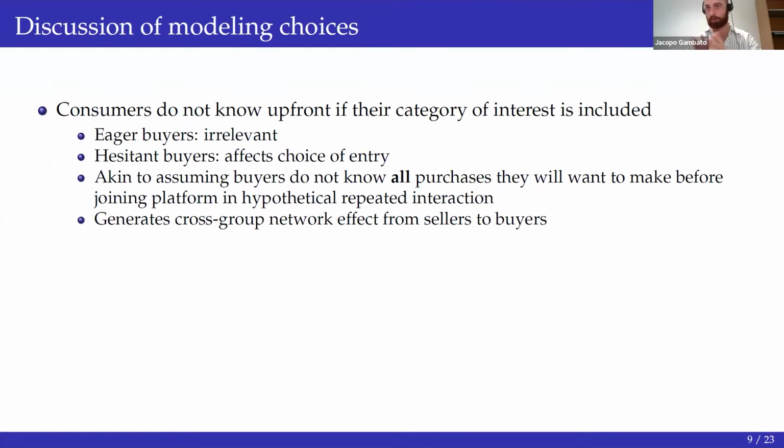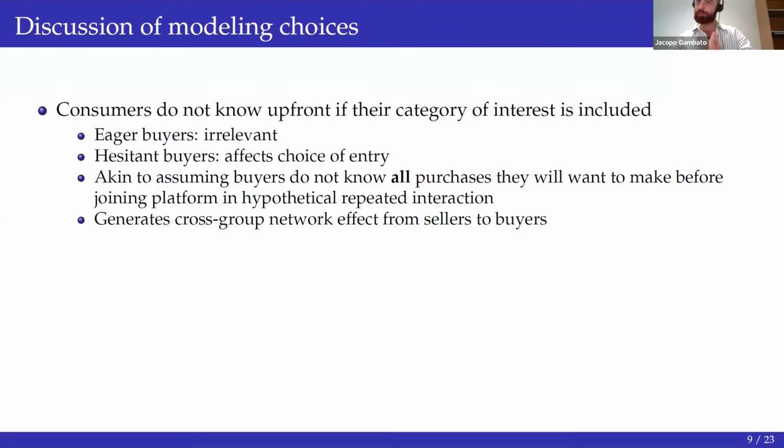Now, before moving on with the model, I wanted to have a small discussion about the modeling choices that we make, starting from the fact that consumers do not know upfront if their product category of interest is indeed included on the platform. For eager buyers, this is obviously relevant because they don't have an actual cost. In fact, one can think of eager buyers as being already on the platform, but it does affect the choice of entry of the hesitant buyer, because the more product categories are on the platform, the more likely it is that they will find a product category to buy from.